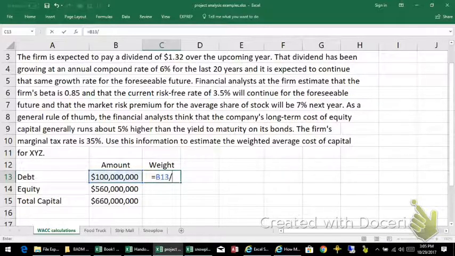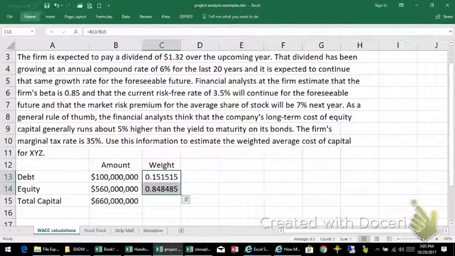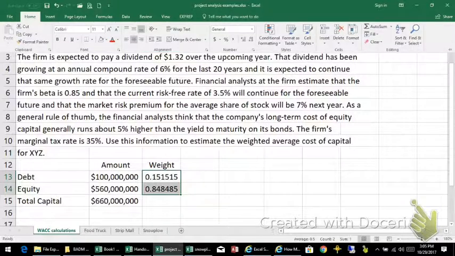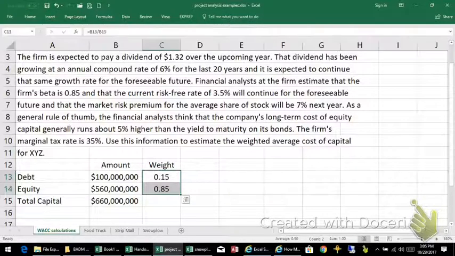And if we were looking for weights on this, $100 million of their $660 million, or about 15%, is debt, and the rest is equity. All right, so there's my weights, and they're going to add up to 100%. So it's about 15% debt, 85% equity.